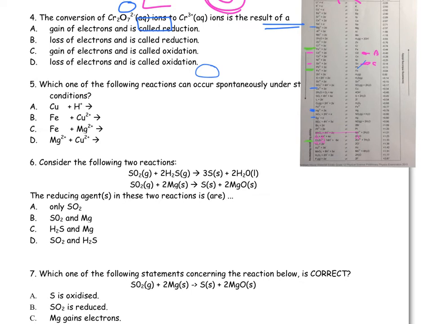So the conversion is going to be a reduction, and reduction is always going to be from a gaining of electrons, so that's going to be A. Which of the following reactions can occur spontaneously under standard conditions? And so again, we're going to go through this table in technicolor detail, and we're going to see when I have got what above what.